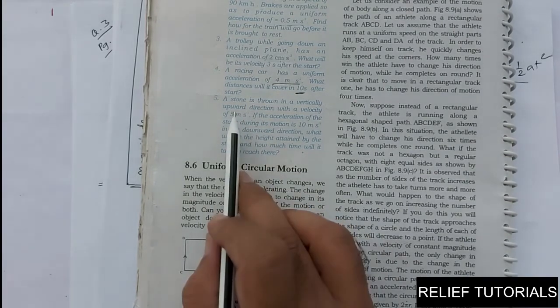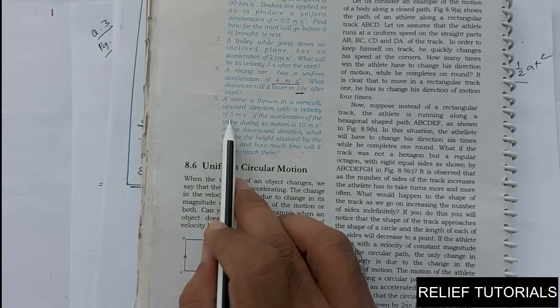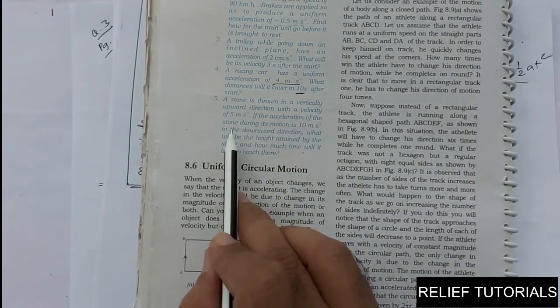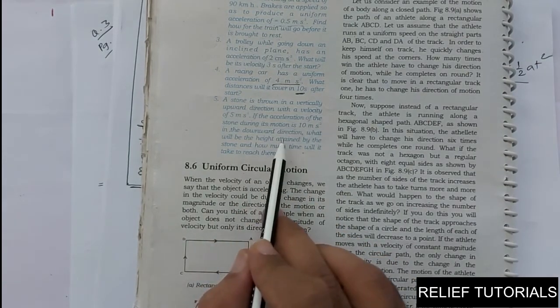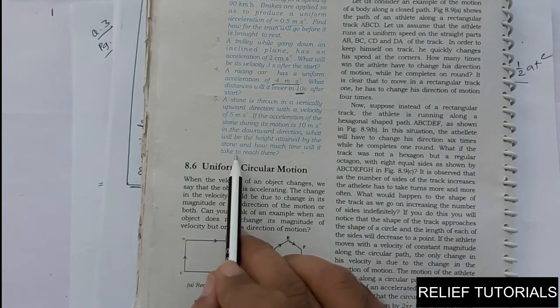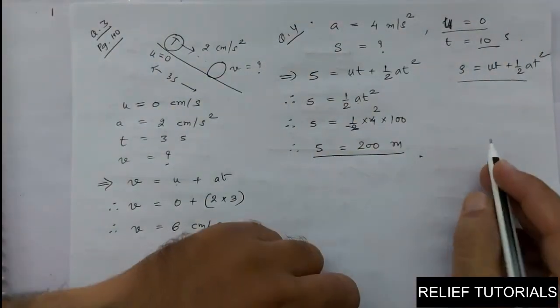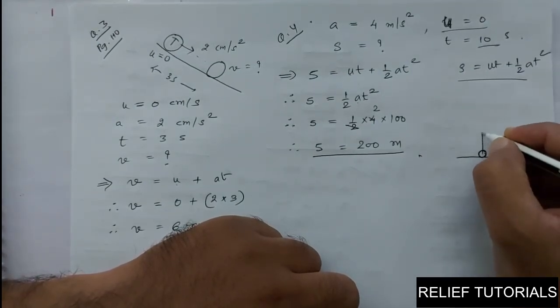A stone is thrown in a vertically upward direction with a velocity of 5 meters per second. If the acceleration of the stone during its motion is 10 meters per second square in the downward direction, what will be the height attained by the stone and how much time will it take to reach there? A stone is thrown in a vertically upward direction. It's a very crucial example. Listen to me.